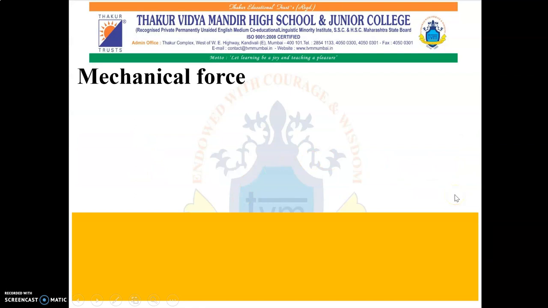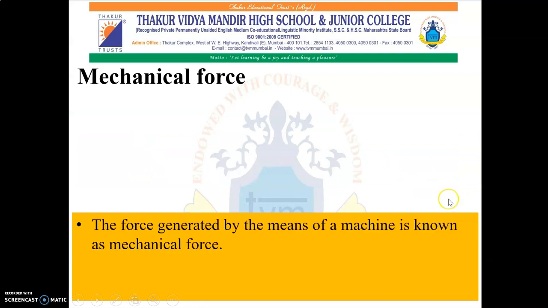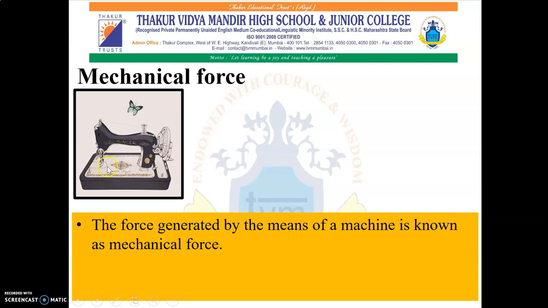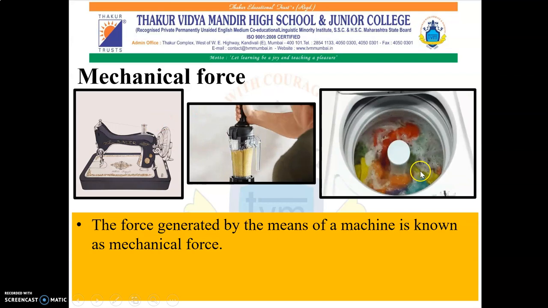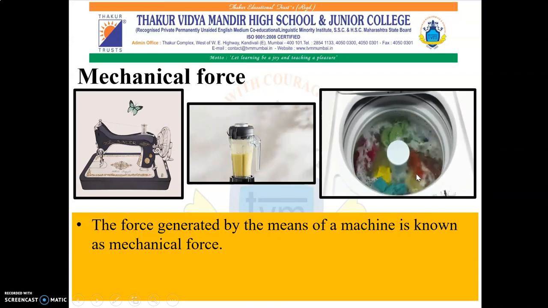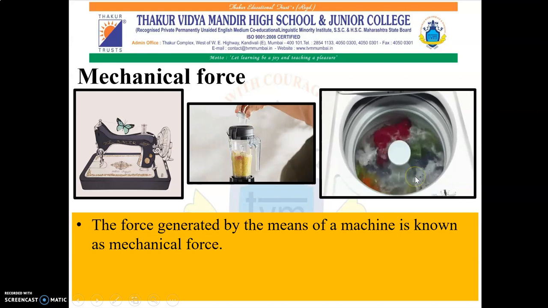Next is mechanical force. The force generated by means of a machine is known as mechanical force. We use different machines for doing many tasks in our day-to-day life. One of the machines shown over here is a sewing machine. You must have observed this machine, and many of you might be having it at your home. This is a mixture grinder. And this is the washing machine, wherein you can see the clothes are spinning inside it.